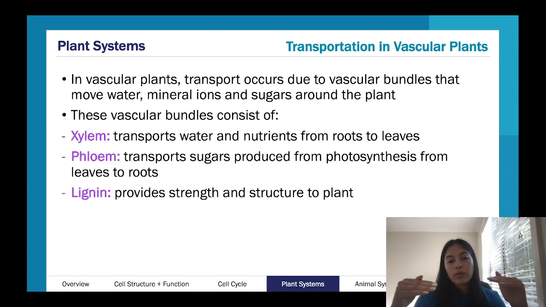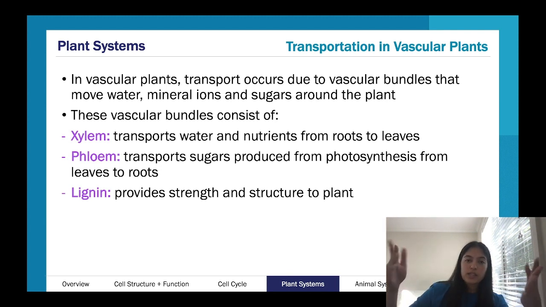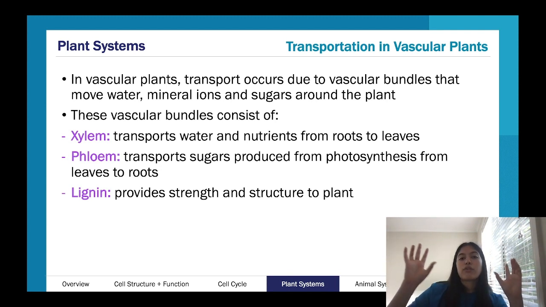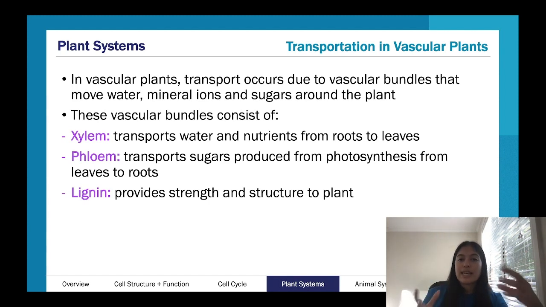Our phloem is really important, particularly for getting our sugars that are produced in photosynthesis, so our glucose, stuff like that, from the leaves where the photosynthesis happens to the roots, as the roots really need that energy to grow.